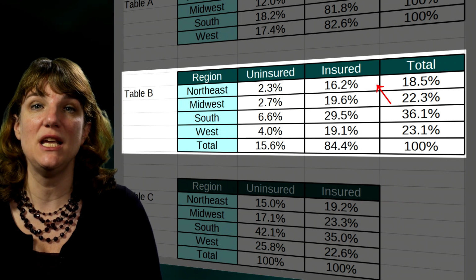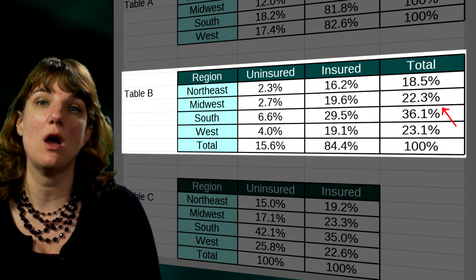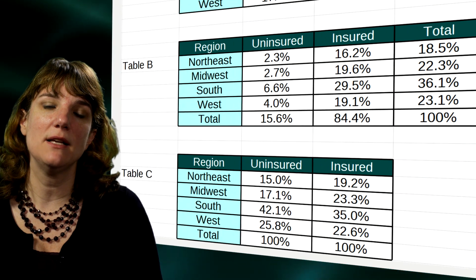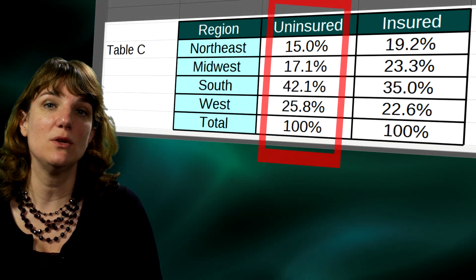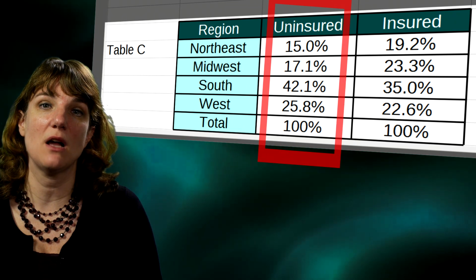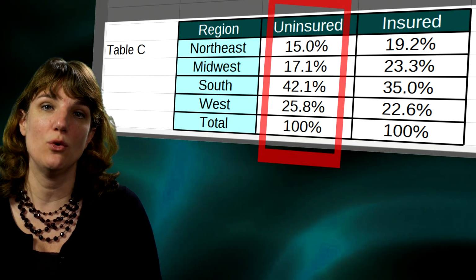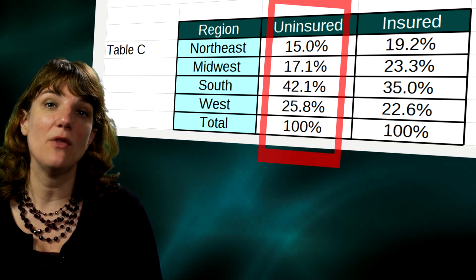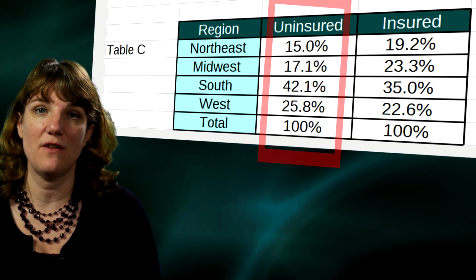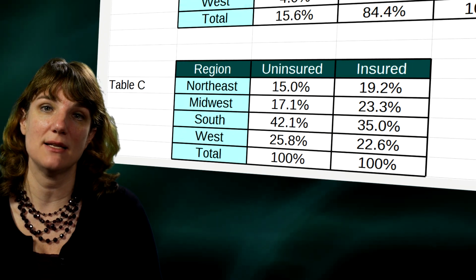Here, the percentage in each row and column add up to 100%. Finally, Table C shows column percentages. Each cell includes the percent of observations within column that is within groups, either insured or uninsured. Adding down the columns gives us 100% of observations by insurance status.